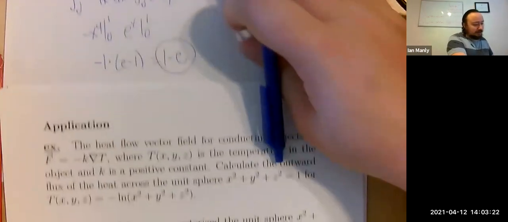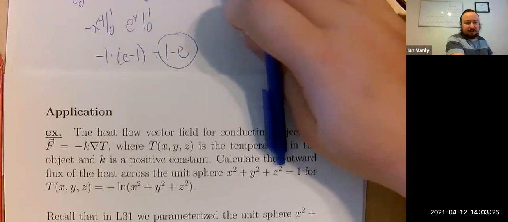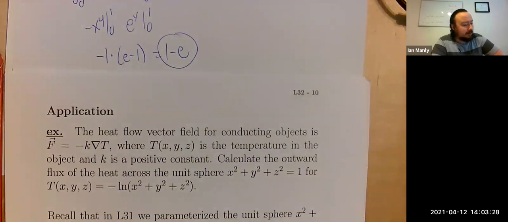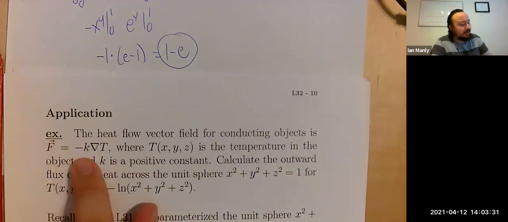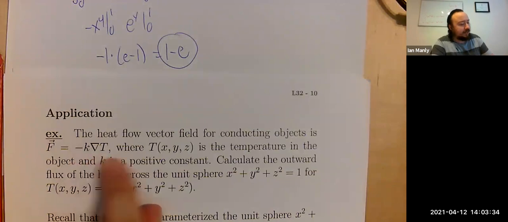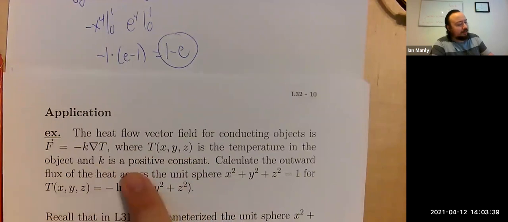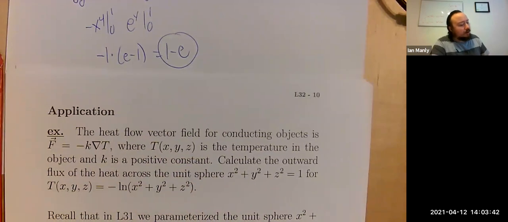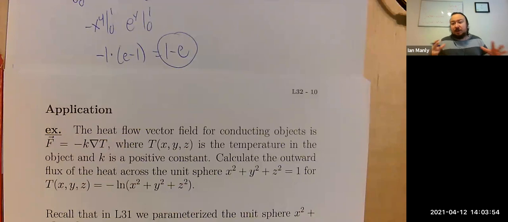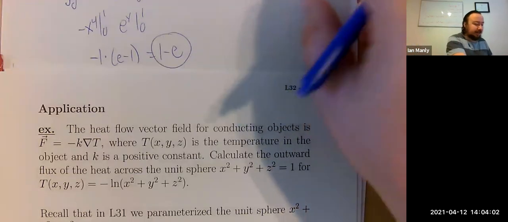All right, so finally, we get to see a physical application here. The heat flow vector field for conducting objects is the force field negative k times the gradient of T, where T of x, y, z is the temperature in the object at the given location, and k is some positive constant. Calculate the outward flux of the heat across the unit sphere if your temperature function is this right here. So what this is saying is that if you have some kind of object with heat, it's going to radiate its heat outwards. So we're going to see how much heat it's radiating outwards here.